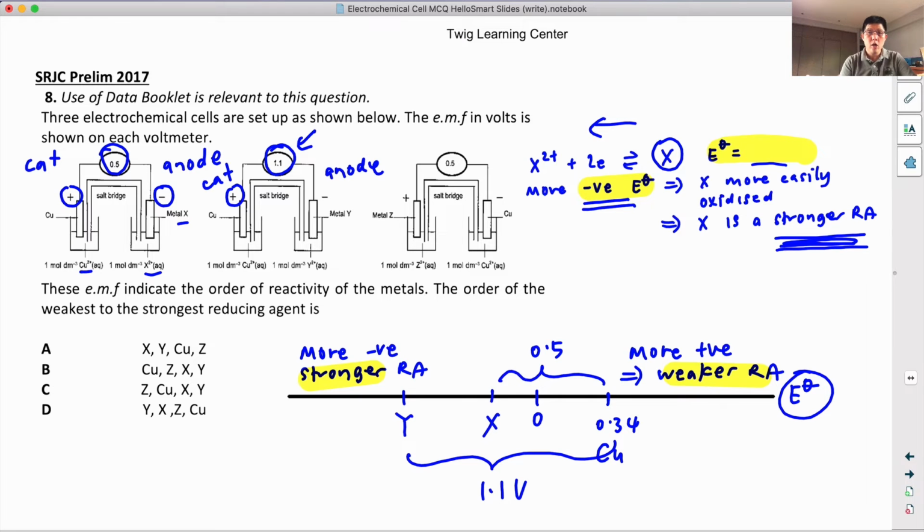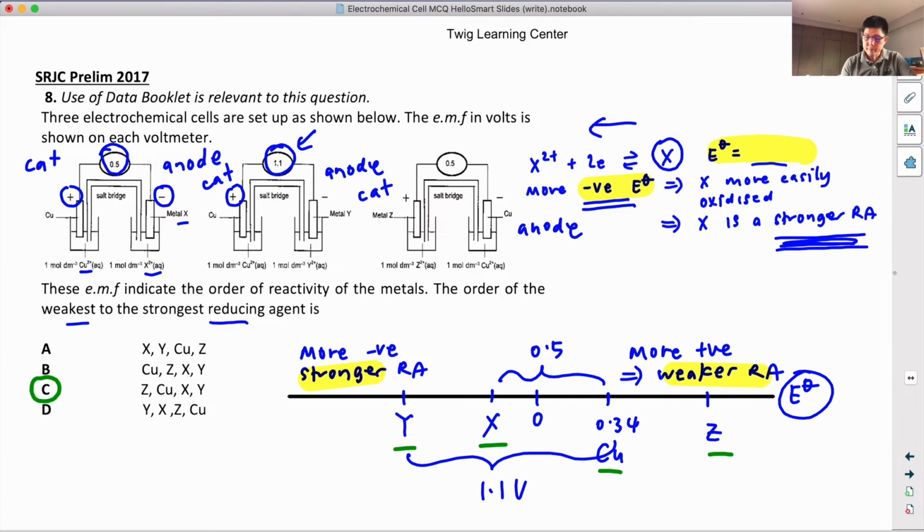Can you see that? Now, metal Z and copper. Metal Z is your cathode and copper is your anode, which means metal Z would have a greater electropotential. So I'm going to draw Z over here. Now they're asking you to rank from the weakest to the strongest reducing agent. You can see that the weakest is Z, followed by copper, followed by X, followed by Y. So that makes C the answer.